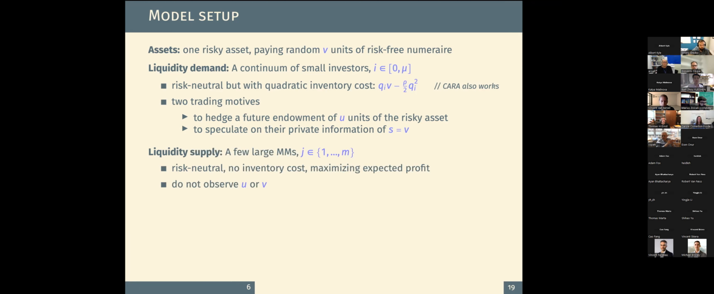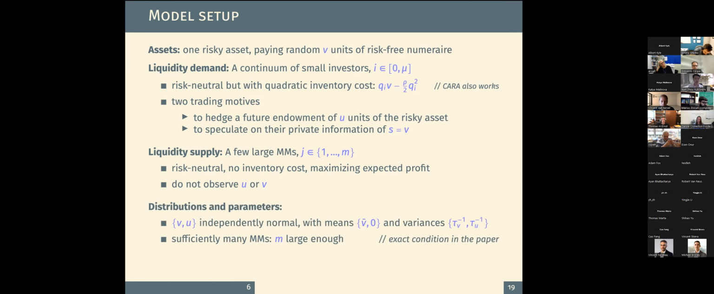So liquidity supply, as mentioned, there are a bunch of large market makers. They're risk neutral. They don't have any inventory costs. Again, these are intentional choices. So we will make the only friction in the exchange market the market makers' market power. They are large. Okay? They maximize their expected profit. They cannot observe U or V. They have to infer it from the order flow submitted by the liquidity demanders.